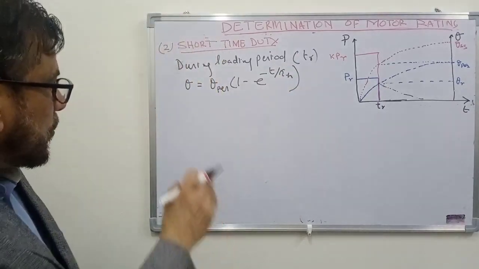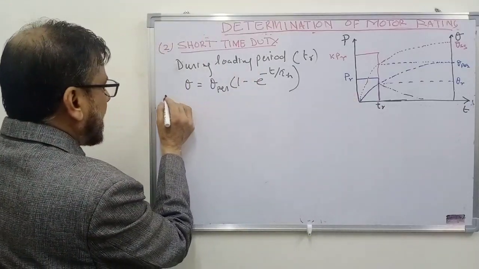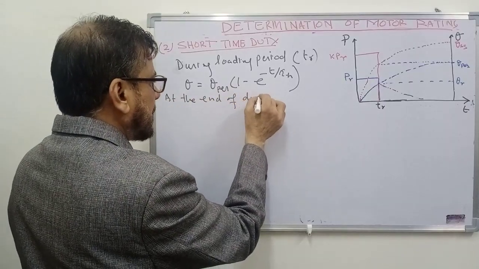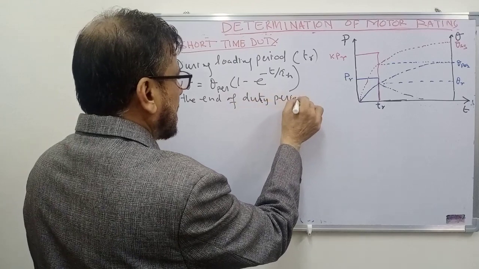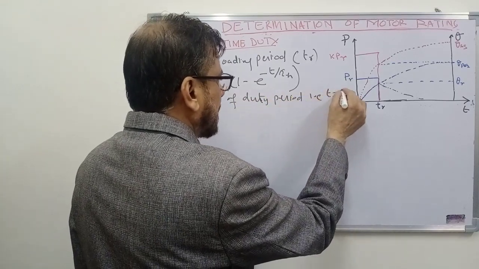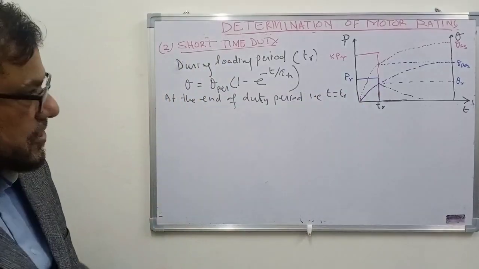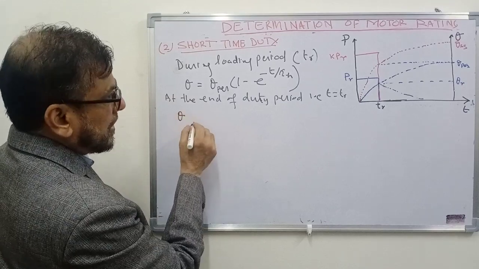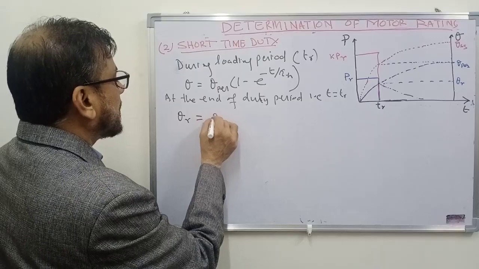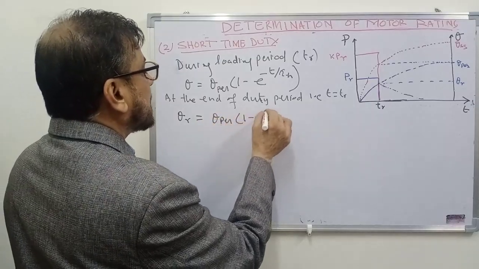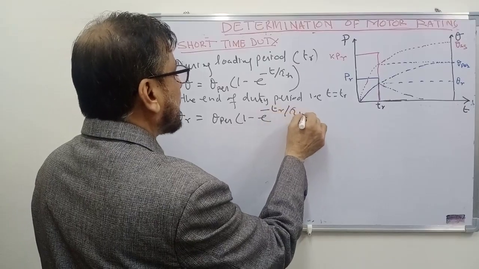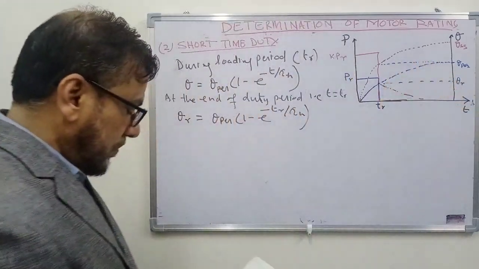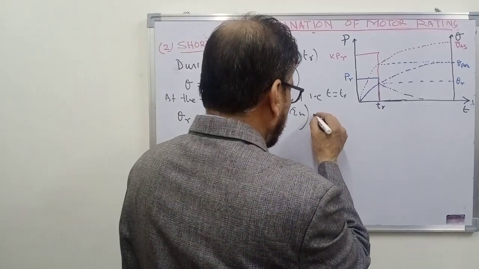So if the motor is loaded only for this much time, at the end of duty period, that is T equal to TR, the temperature will reach a value that you can write here. Theta R is equal to theta permissible into 1 minus e to the power minus TR upon tau h. So during this loading period, the temperature reaches the value of theta R. Let me call this equation number 1.